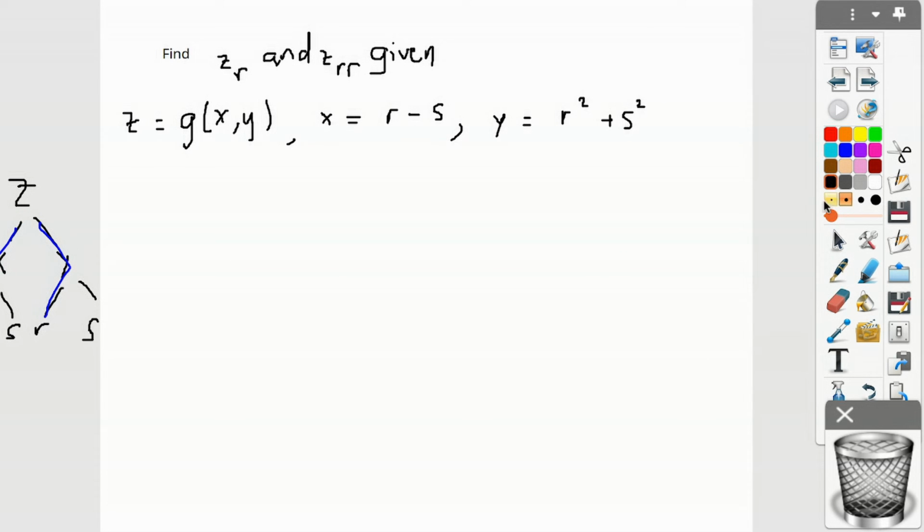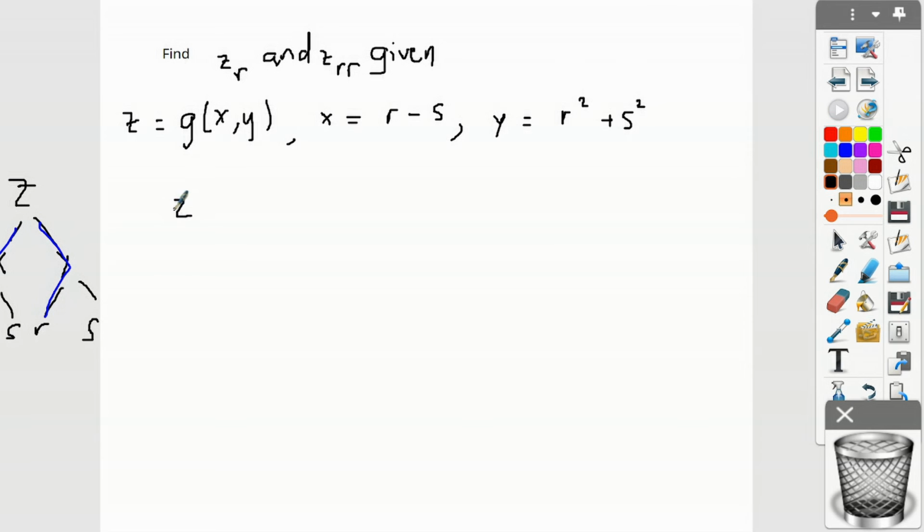And if you want to think about it, you can stop the video right now and try to find z sub rr by yourself. It's a little bit kind of niche, kind of good to think about. Anyways, so this is how you get it.